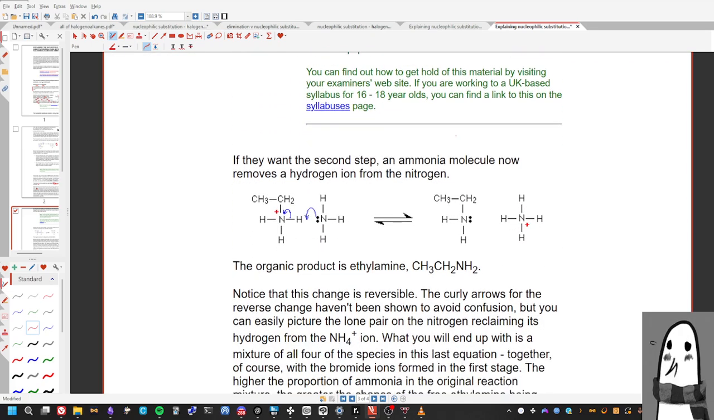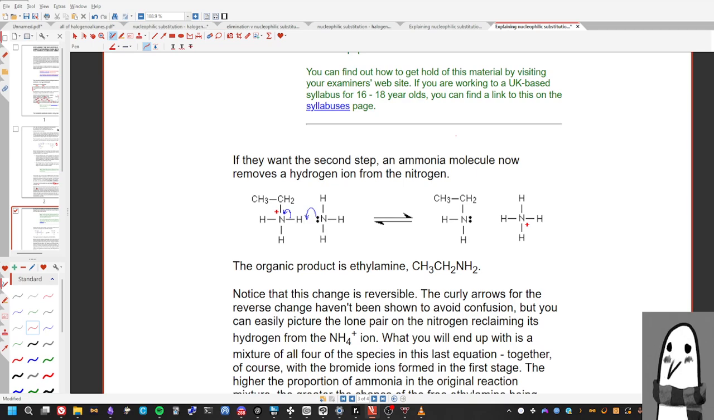Take the second step. The ammonia molecule now removes a hydrogen atom from the ethylammonium. So we see an NH3, we see the hydrogen, then N plus. The organic product is ethylamine, right? Because you're left with the N lone pair and NH4+. Now notice that this change is reversible. The curly arrows can reverse the change, as shown to avoid confusion. You can easily picture the lone pair on nitrogen reclaiming its hydrogen from the NH4+.